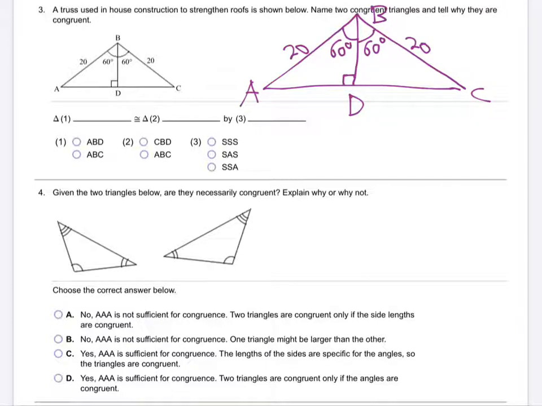Okay. So we're going to say the triangle on the left is identical to the triangle on the right. And so they're going to first make a statement. Which one of these, ABD or ABC, is the triangle on the left?